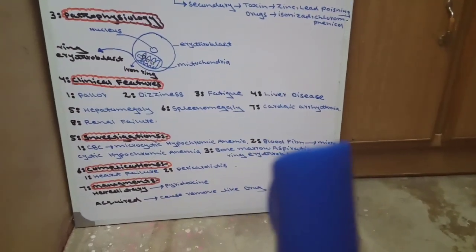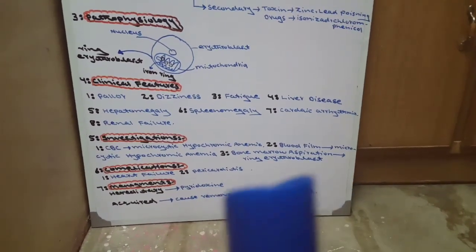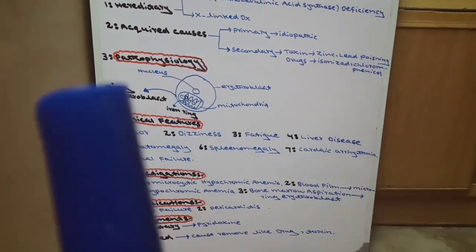Number 2 is blood film. Blood film also shows microcytic hypochromic anemia. Number 3, the third is bone marrow aspiration. The bone marrow aspiration shows ring erythroblast. These are the 3 investigations of Sideroblast anemia.